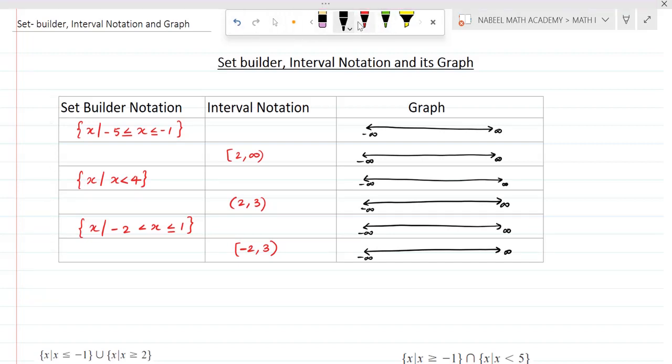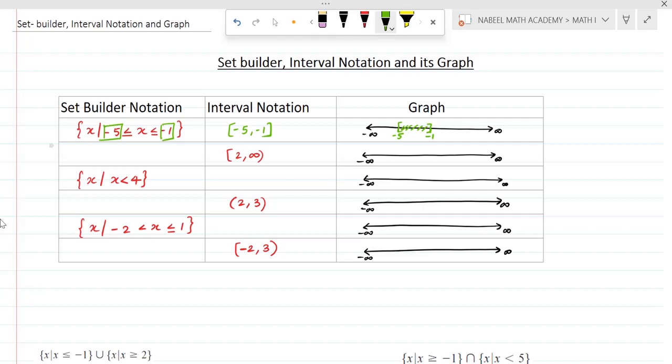First of all, we have to discuss the points. What are the points you have here? It is minus 5 and minus 1. So I write minus 5 less than or equal to x less than or equal to minus 1. Since both are equal, it means they are included, therefore it is closed between the points. Now the interval notation is very simple: closed minus 5 comma minus 1. That's it.